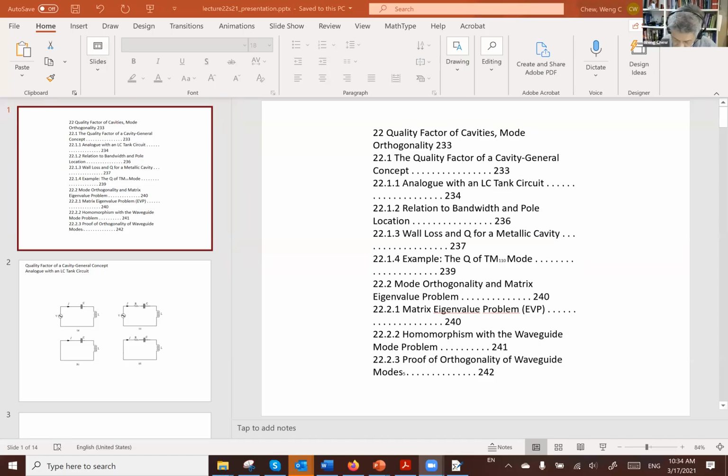Let me get started, and I share my screen. My topic today would be on the quality factor of a cavity, followed by mode orthogonality. These are interesting topics. Okay, so let's start with studying the quality factor of a resonator or a cavity.